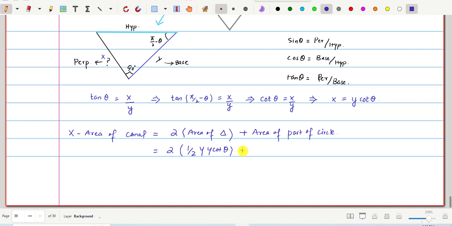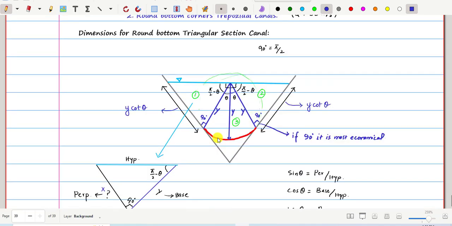Plus the area of the circular part. Now this is the typical part we need to find. What is going to be the area of the circular part? Let's see a relation.